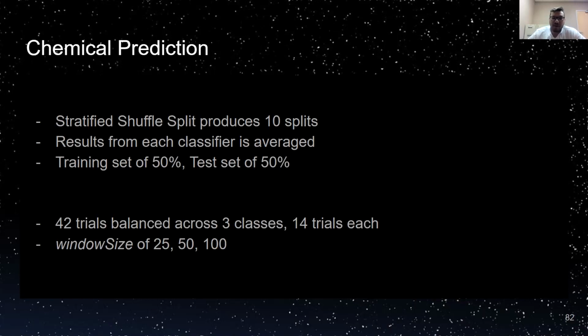There are 42 trials across our 3 different classes. I want to make sure I mention that classes here means machine learning classes. We're not trying to identify the class of a chemical; we're trying to predict the chemical label. So again, balanced across those 3 classes with 14 trials each. And then a window size of 25, 50, and 100. That window size is, after the event has been determined, how long we continue to record and then store that event and use that for our machine learning comparison.